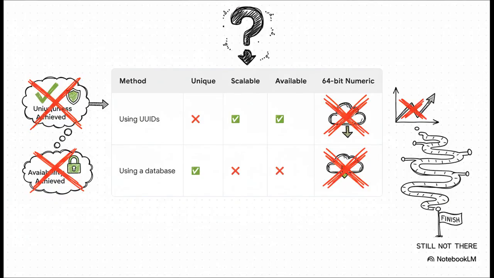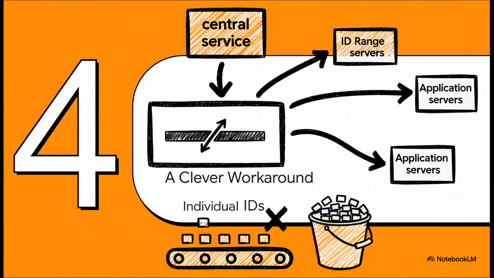You can see we've basically just traded problems. We got our check marks for uniqueness and the 64-bit format, but we lost scalability and availability. We're still stuck. Okay, what if we try to get the best of both worlds?